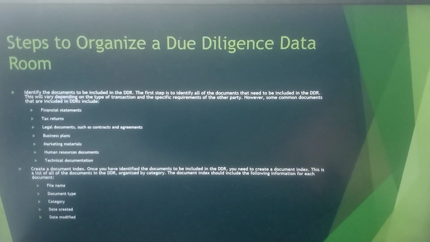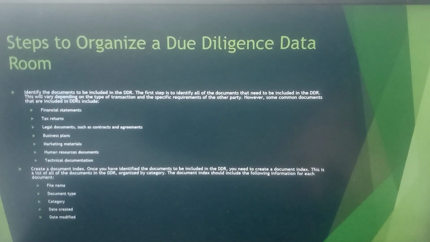Steps to organize a due diligence data room. Identify the documents to be included in the DDR. The first step is to identify all of the documents that need to be included in the DDR. This will vary depending on the type of transaction and the specific requirements of the other party. However, some common documents that are included in DDRs include financial statements, tax returns, legal documents such as contracts and agreements, business plans, marketing materials, human resources documents, technical documentation.